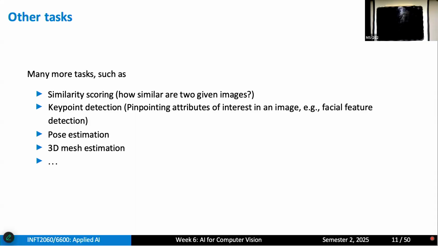Okay. 3D mesh estimation, this task reconstructs a 3D model from a 2D image, creating a mesh that represents the surface of the objects, and is critical for applications in animation, virtual reality, and 3D printing. So when I mentioned animation, for example, we have animation actresses and animation actors.